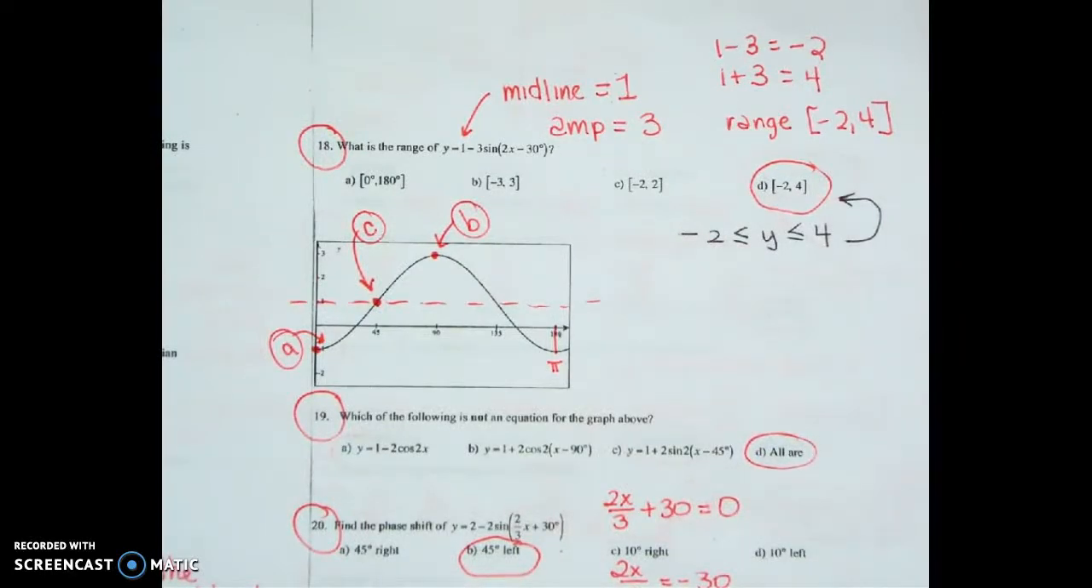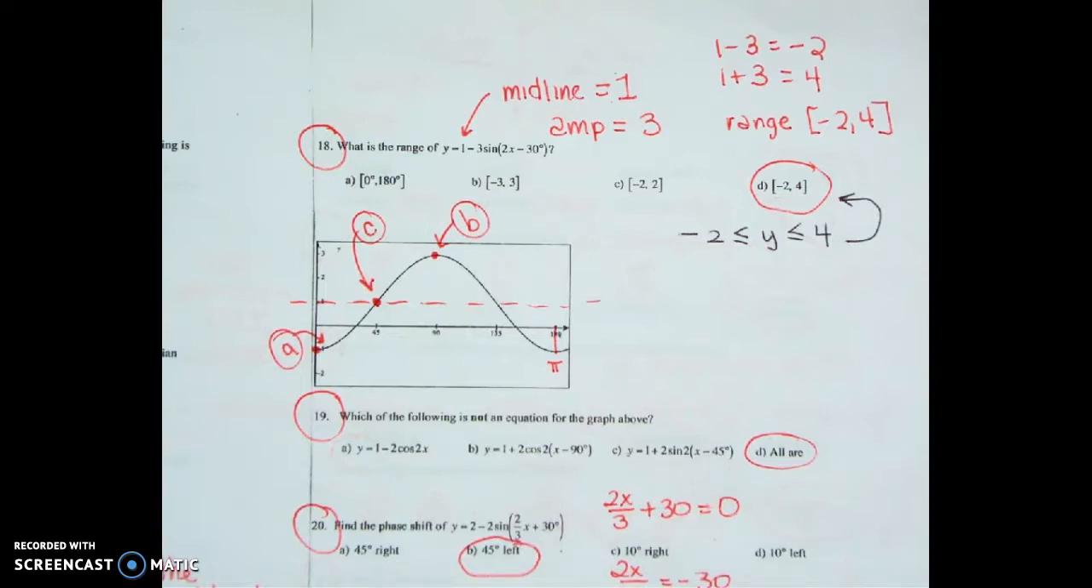So we have to figure out the maximum and minimum values of the function to find the range, and the maximum is the midline plus 3 and the minimum is the midline minus 3, 3 being the amplitude. That gives us a range of numbers from -2 to 4. You write that range in curly brackets and square brackets.